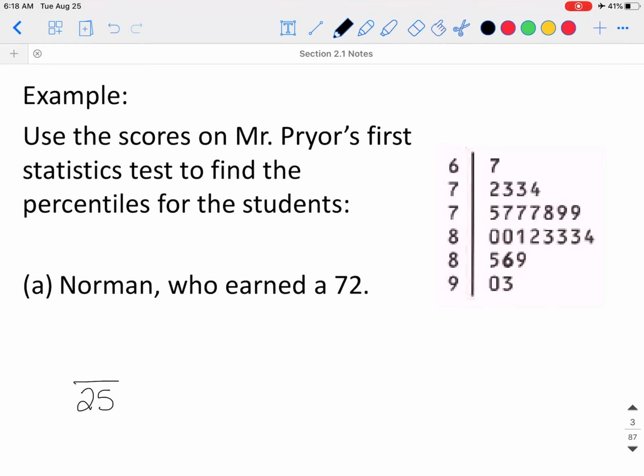And we need to see how many students scored lower than a 72%. If you look at the stem plot, 72 is right here. So there's only one score that is less than a 72. So 1 out of the 25 students scored below a 72%, which is 0.04 or 4%. So that means Norman is in the 4th percentile.